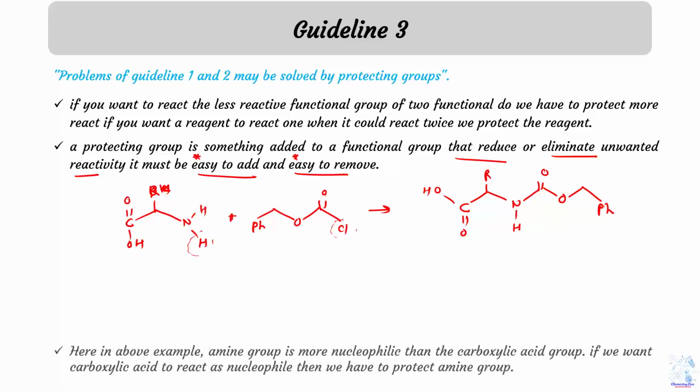So in the above example, the amine is more nucleophilic than the carboxylic acid, and if we want the carboxylic acid to react with a nucleophile, then we have to protect the amine. So that is very simple. The protecting group is used to overcome this; it is a very simple guideline to understand.